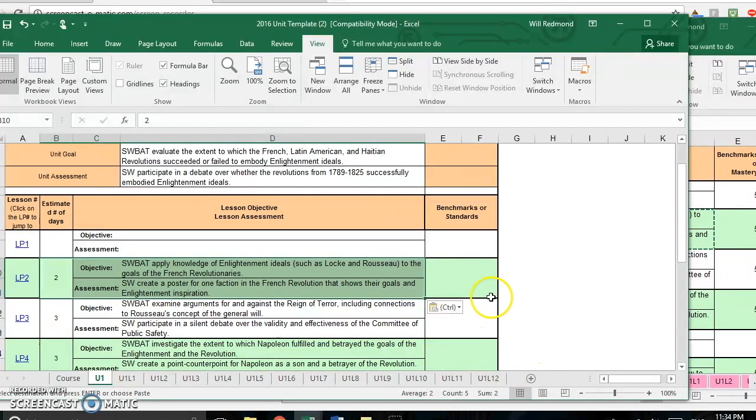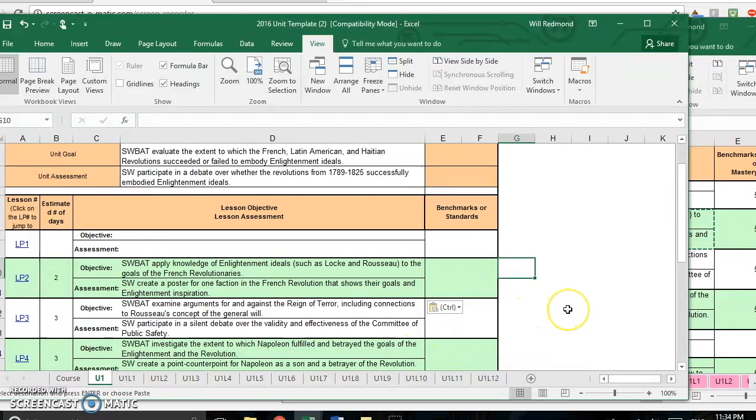For example, in LP2, a little early in the unit, I'm going to have my students create a poster for one faction in the French Revolution that shows their goals and the Enlightenment inspiration for that faction. This is a little bit of a simpler assessment, but early in the unit, it's going to provide me with a simple check of how my students are doing. That way, before we get into the more challenging assessments, I'm going to already know which students need a bit of a leg up, and which concepts need some review, just from a simple check like that.